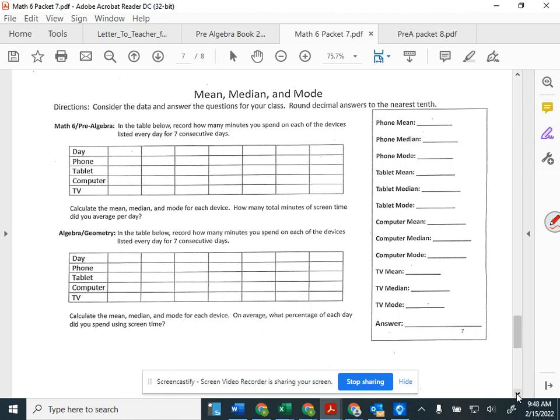Turn it into the middle tray. Mean, median, and mode. You were to have been filling this in and then finding your mean, median, and modes. So you know how to find the mean, median, and mode.